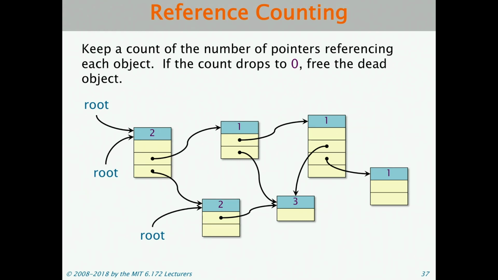So here I have a bunch of roots. So these are directly accessible by my program. And then I have a bunch of objects that can be reached via following pointers starting from the root. And then each of them has a reference count that indicates how many incoming pointers they have.